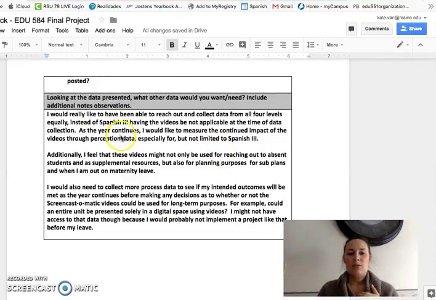Again, I had talked about reaching out and collecting data. My goal was to have all 4 levels, and I feel badly and I wish I had all of that, but sometimes with data, it doesn't always work out exactly the way that you want it to. But as the year goes on, I am going to continue to measure that, so I'm excited for that.